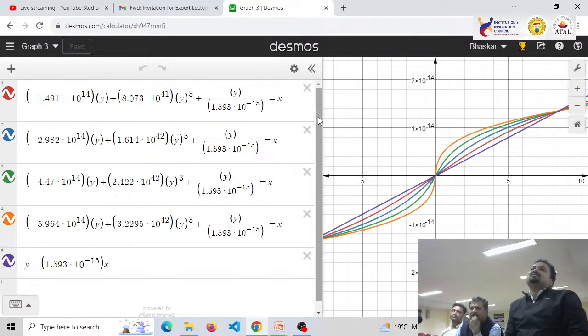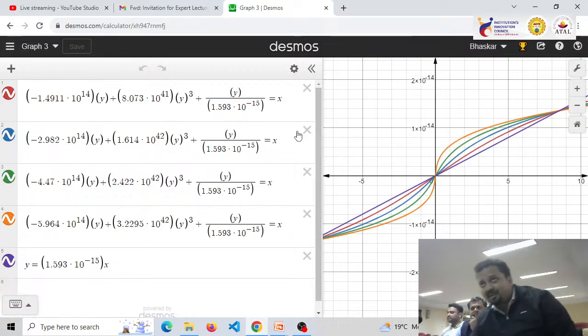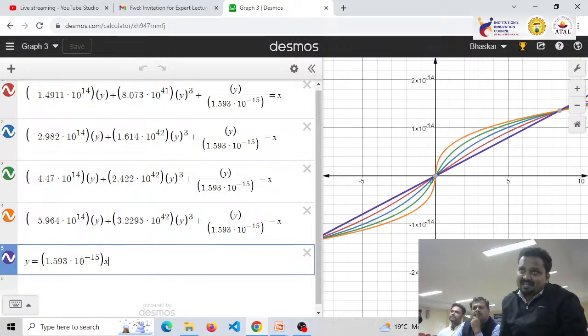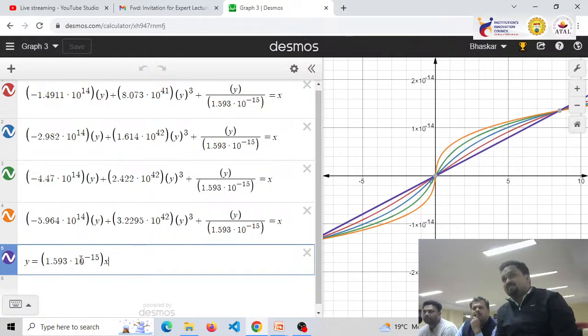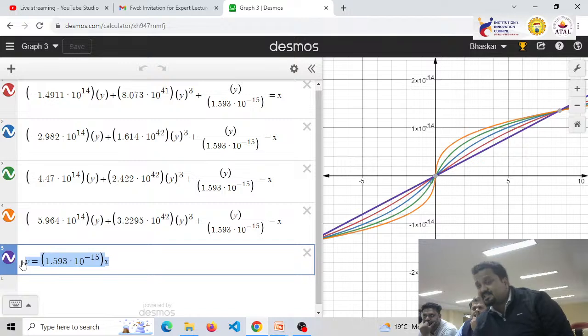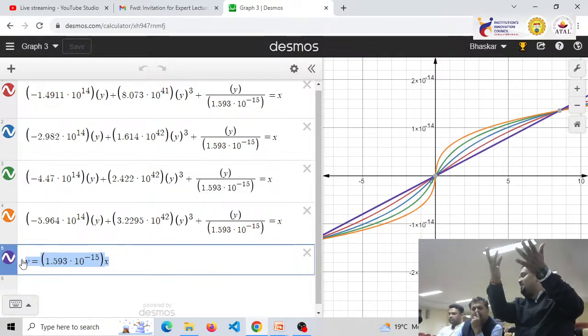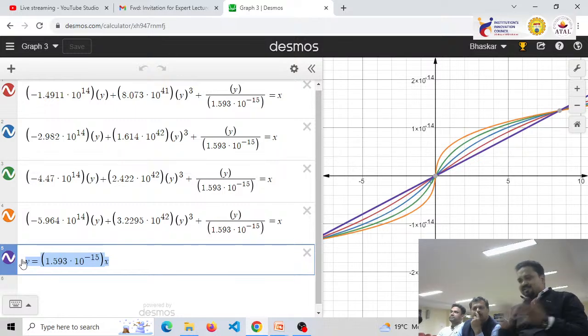So now this is the FE heterostructure. Now if you see properly, this y equals 1.593 into 10 to the power minus 15 into x. This is Q equals CV, and this is the case for TFE equals 0. TFE equals 0 means there is no ferroelectric, only dielectric is present. So no need to make use of the LK equation, because at present I have only dielectric.